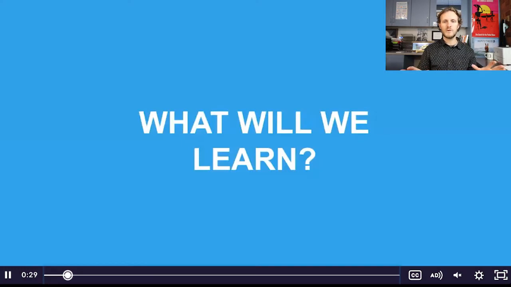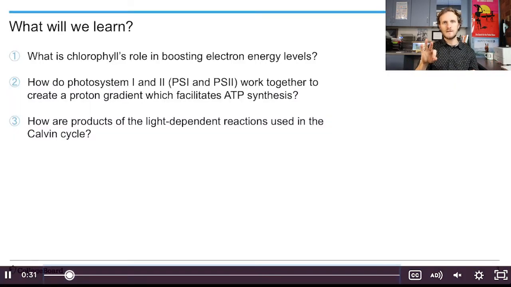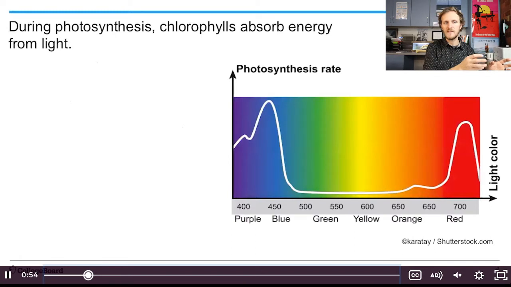So what are we going to learn? In this video, we'll learn three main things. Thing number one is what is a chlorophyll's role in boosting electron energy levels. The second one is how do photosystem 1 and 2, PS1 and PS2, work together to create a proton gradient which facilitates ATP synthesis. And the last one is how are the products of the light-dependent reactions in photosynthesis used in the Calvin cycle.